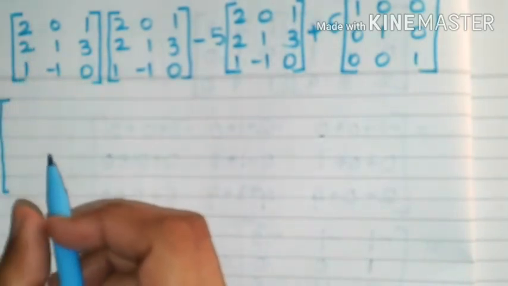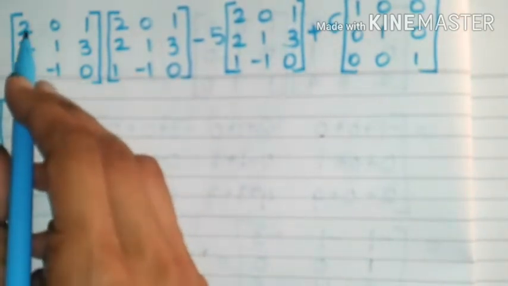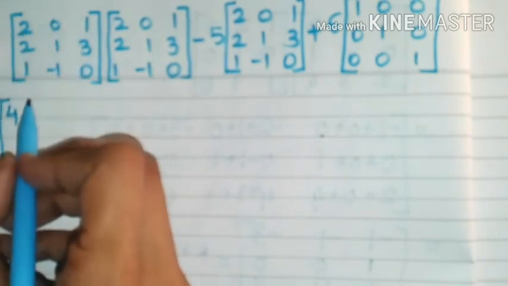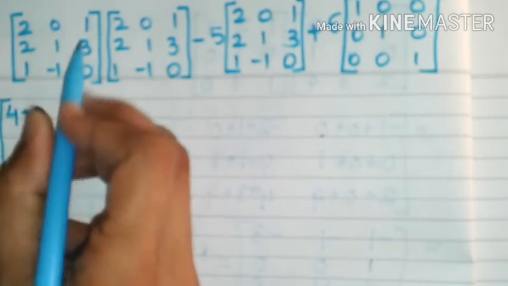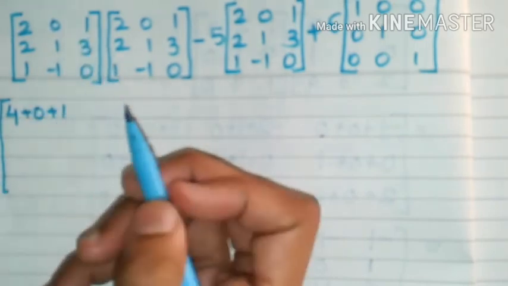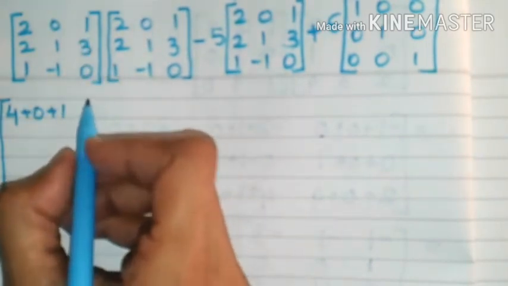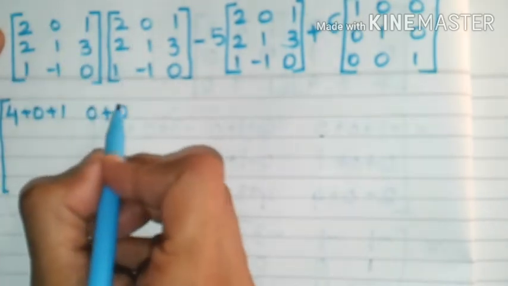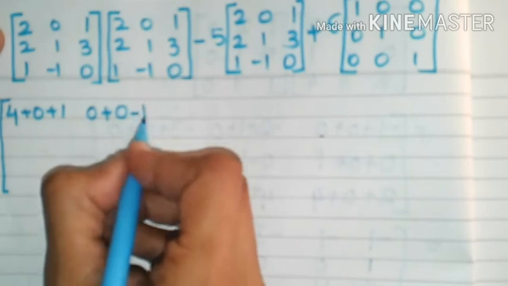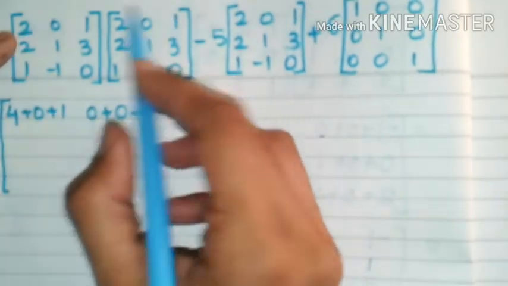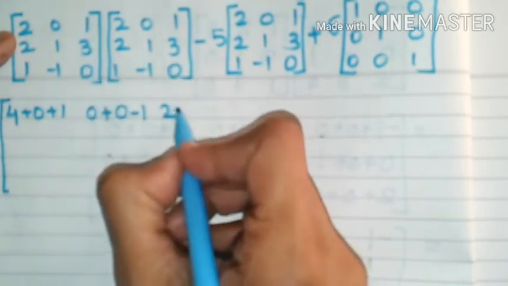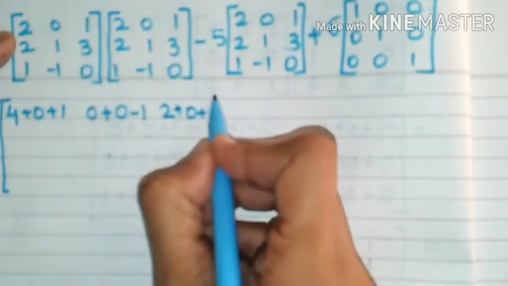The resultant matrix will also be of the order 3 by 3. So let's start. 2 multiplied by 2, which is 4, plus 0 multiplied by 2 will be 0, plus 1 into 1. That will be the first row, first column. Now the first row, second column will be 2 multiplied by 0, which is 0, plus 0, and 1 into minus 1 is minus 1. Now the first row, third column, it will be 2, and this will be 0, and this will also be 0. Both the entries will be 0.